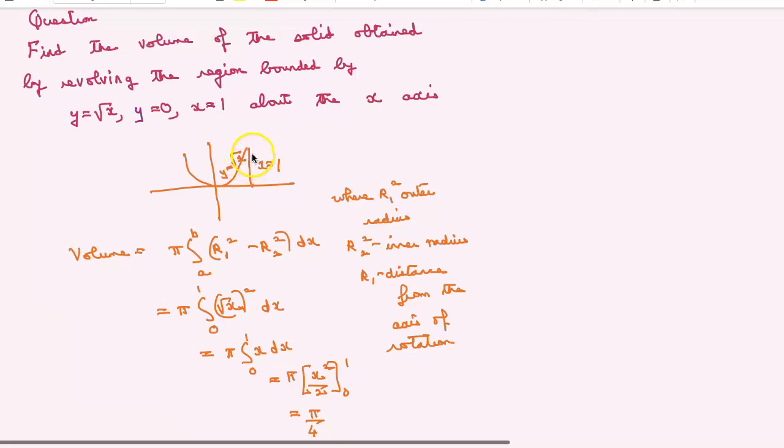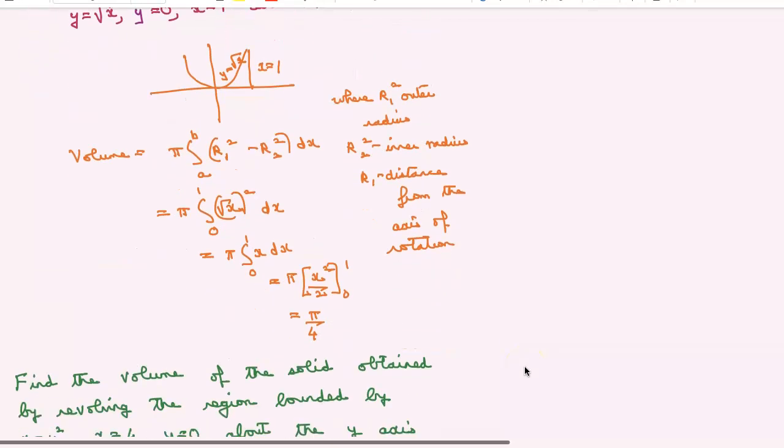The outer radius will be, since we are integrating with respect to x, x equal to 0 to 1, and the outer radius is this, so it will be root x squared, that is x. So it will be pi integral 0 to 1 x dx, integral of x is x squared by 2, and when you substitute the limits you get pi by 4.